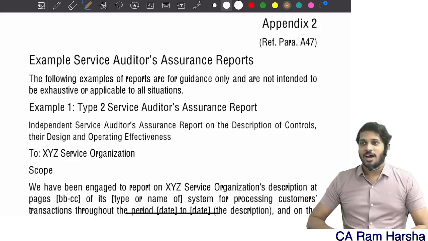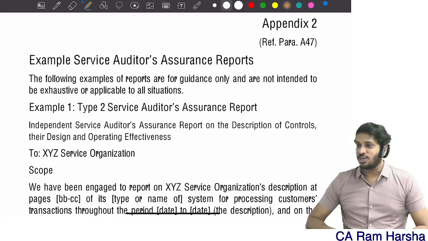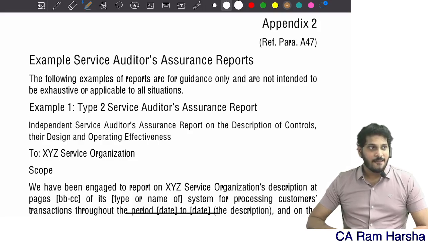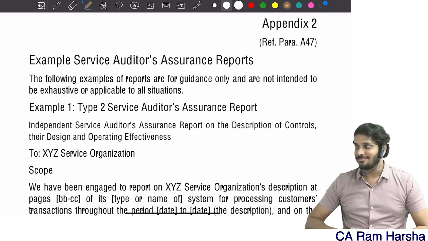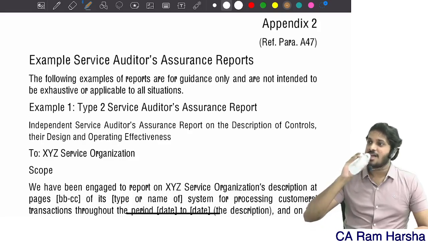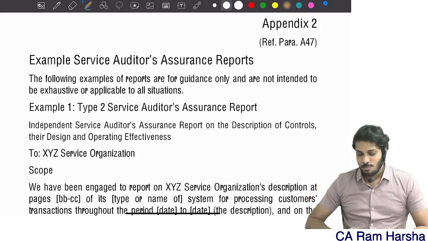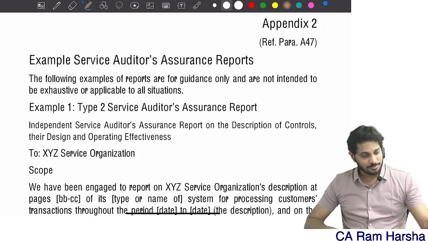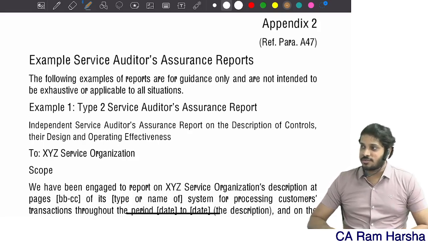Honestly tell me, how many of you have not seen this standard? Be honest. Not studied this standard. Okay, how many of you have not studied because you didn't understand this standard? Every time pakka question on this. 5 marks.